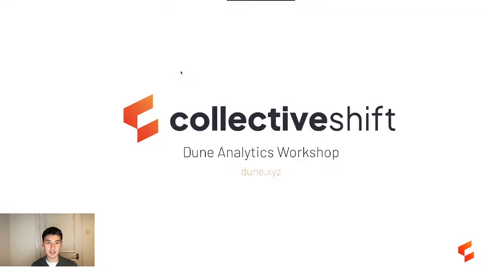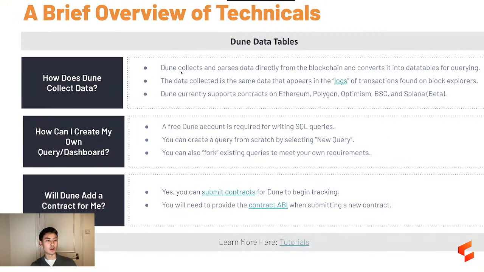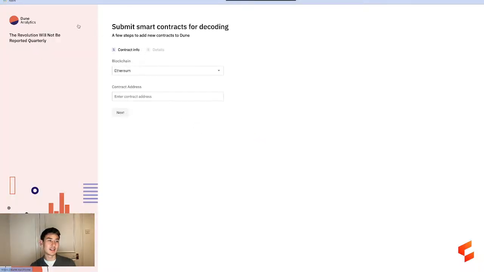I think that is roughly it. Oh, sorry, last thing. Will Dune add a contract for me? So yes. As I mentioned, Dune doesn't have every single contract available on Ethereum or on Polygon or whatever network you're looking to interact with, but you can submit a contract for them to cover. So all you do is you go to this URL.